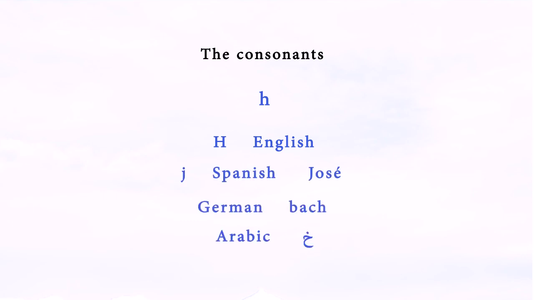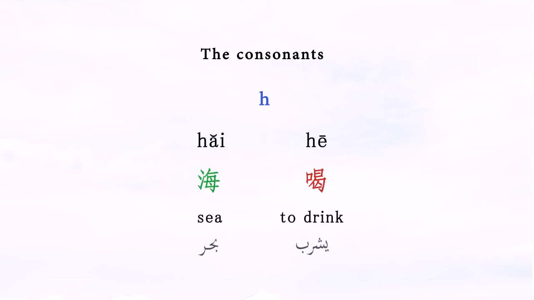Finally, the H sound. We haven't mentioned it among the red colors or the different sounds, since some people's mother tongues refer to English H, whereas others refer to Spanish J, like Hussein, or German Bach, or Arabic Ha. Hai, he.